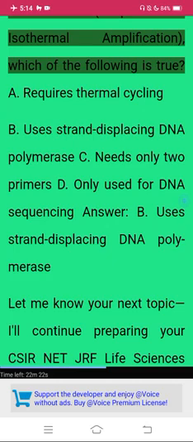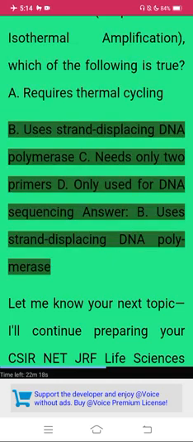CSIR NET June 2014. In LAMP, loop-mediated isothermal amplification, which of the following is true? A. Requires thermal cycling. B. Uses strand-displacing DNA polymerase. C. Needs only 2 primers. D. Only used for DNA sequencing. Answer: B, uses strand-displacing DNA polymerase.